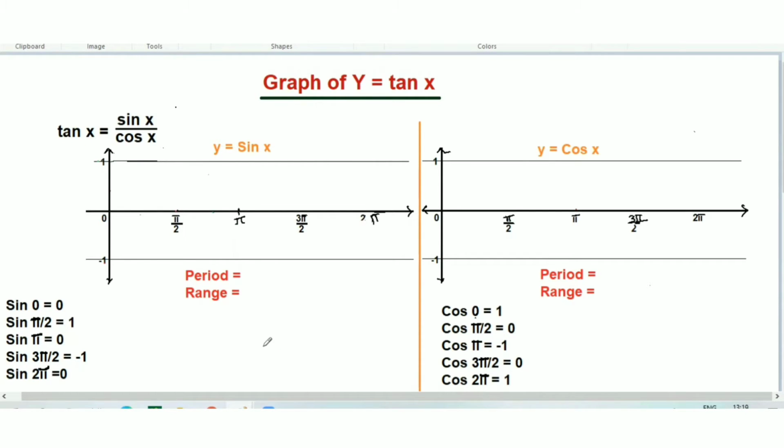Hello everyone. In this video we will learn how to draw the graph of y equal to tan x. I have taken here tan x. If you want you can take tan of theta, whatever.